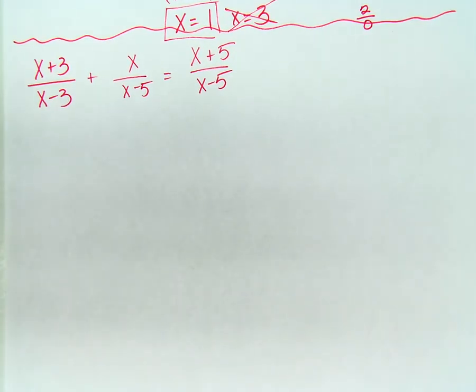X plus 3 over x minus 3 plus x over x minus 5 equals x plus 5 over x minus 5. So first step, find a common denominator. What's going to be our common denominator for this problem? X minus 3 times x minus 5. That is correct. Anybody have any questions where she got that from? Maybe you didn't see it right away at first, but after she said it, does it make sense?